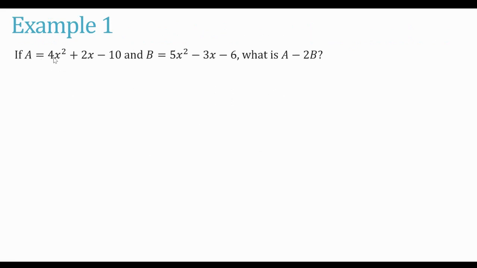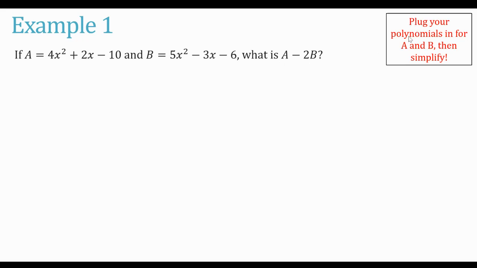If a equals 4x squared plus 2x minus 10 and b equals 5x squared minus 3x minus 6, what is a minus 2b? So the trick to answering these questions is to plug your polynomials in for a and b and then simplify. So we know what a is, we know what b is. We're going to just take these polynomials, substitute them in for a and b, and then simplify.